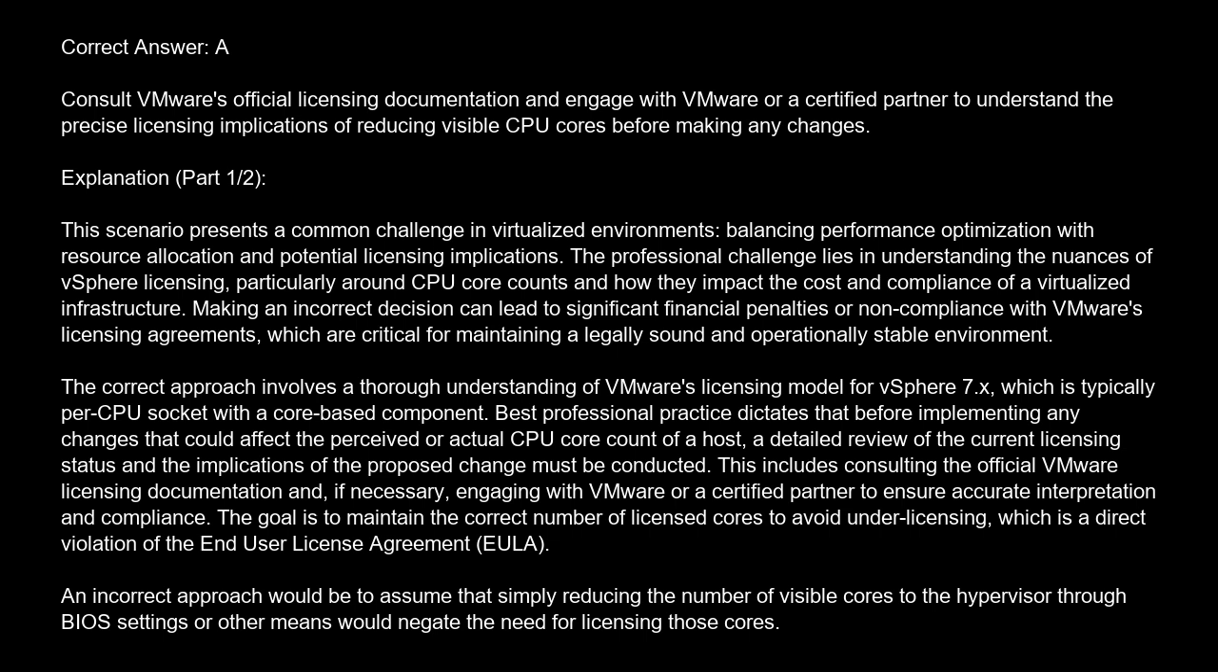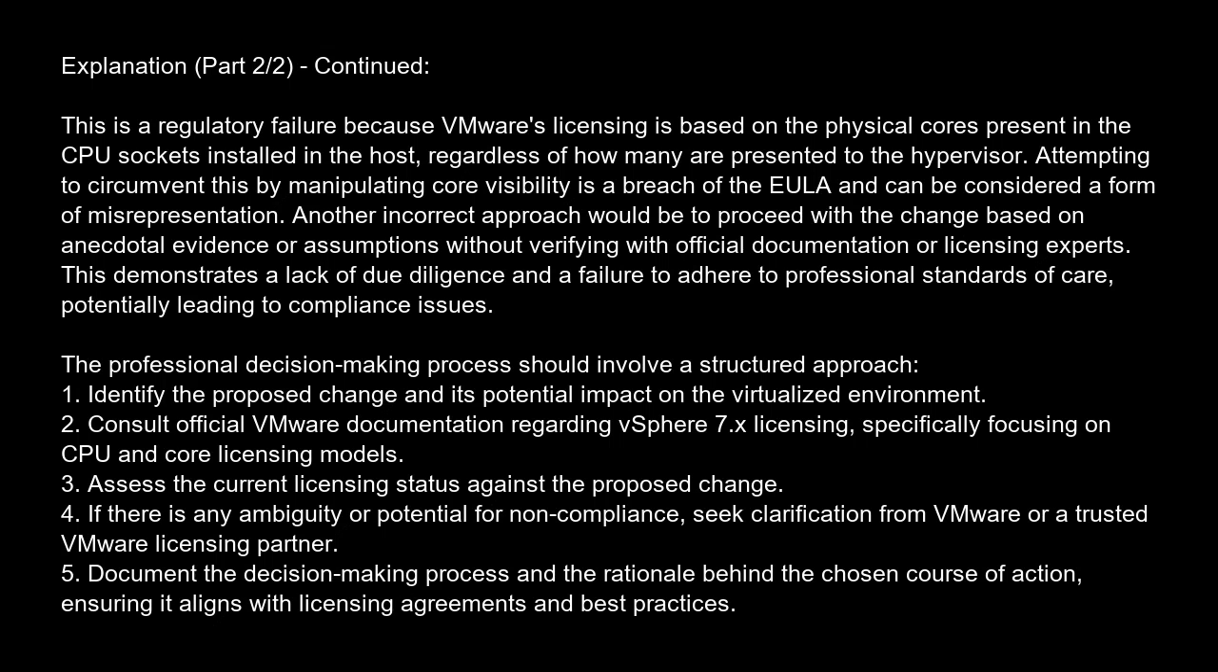The goal is to maintain the correct number of licensed cores to avoid under-licensing, which is a direct violation of the End-User License Agreement, EULA. An incorrect approach would be to assume that simply reducing the number of visible cores to the hypervisor through BIOS settings or other means would negate the need for licensing those cores. This is a regulatory failure because VMware's licensing is based on the physical cores present in the CPU sockets installed in the host, regardless of how many are presented to the hypervisor.